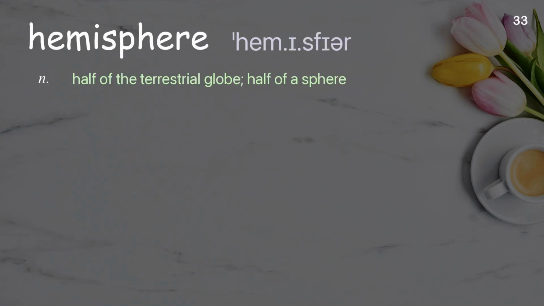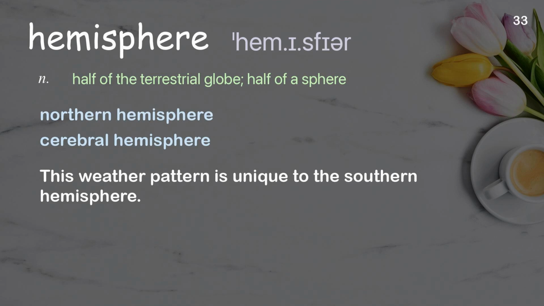Hemisphere: half of the terrestrial globe, half of a sphere. Examples: Northern hemisphere. Cerebral hemisphere. This weather pattern is unique to the southern hemisphere.